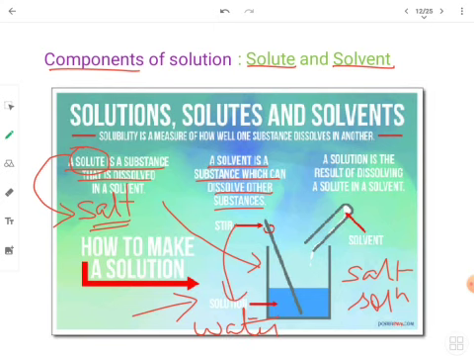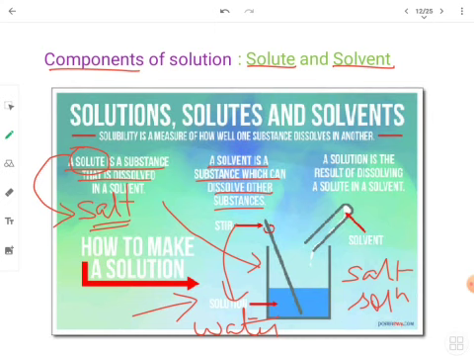So solute is that part which we add in order to dissolve. Solvent is that part of the solution which is dissolving the solute. So this is what we mean by solute and solvent. I hope you are clear with these terms.